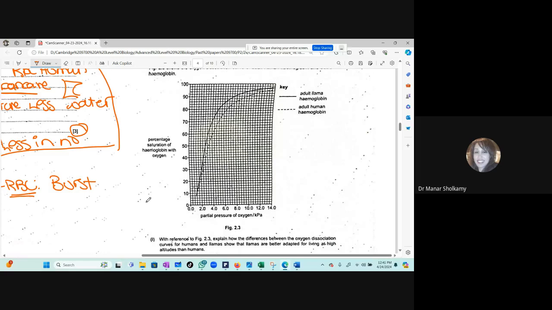This is also a very easy question. Why are llamas better adapted to live at high altitudes? This is very easy.